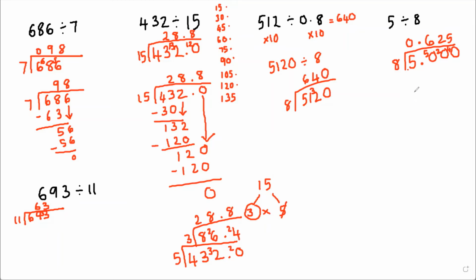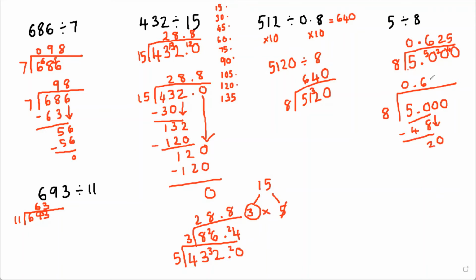I'll demo this using the long division method as well. It's exactly the same setup, 5.000. We're dividing by 8. 8 will not go into 5. So we're going to now look at 50. 8 goes into 50 6 times. 6 times 8 is 48. So we're going to subtract that from the 50, leaving us with 2. We're going to bring down the 0.